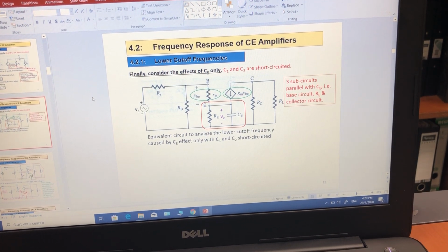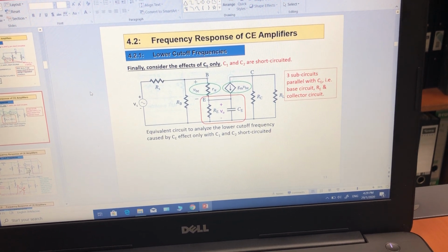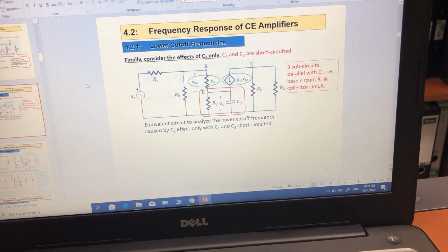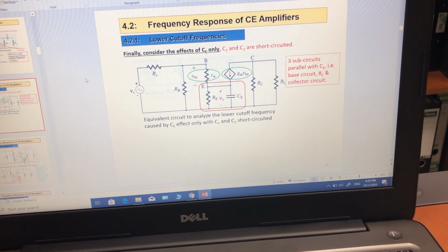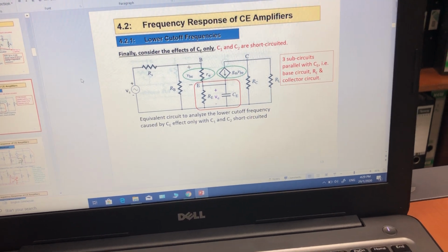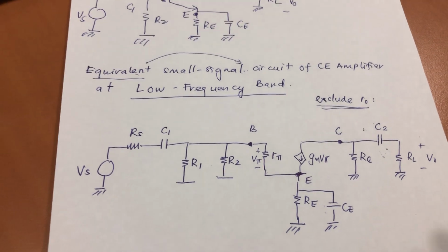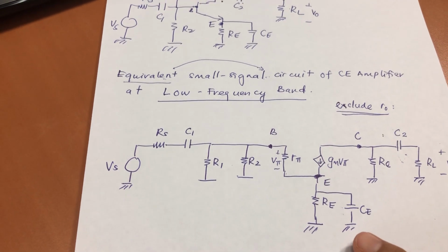So in this video, we are going to look into the effect of the external capacitance CE on the lower cutoff frequencies. We are considering CE only this time. Therefore, C1 and C2 are short circuit. So this is the overall circuit. Now C2 and C1 are short circuit, so it will be left with CE.